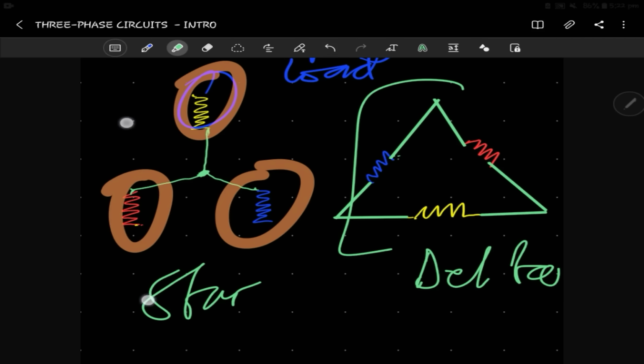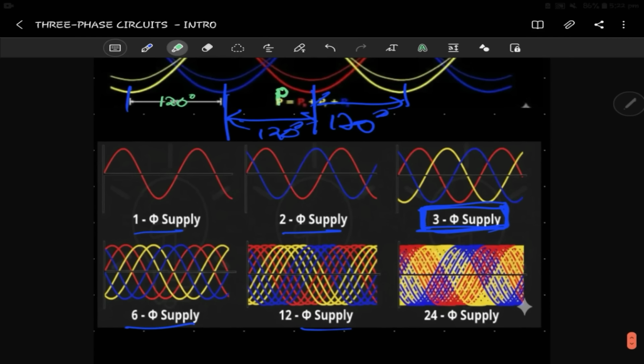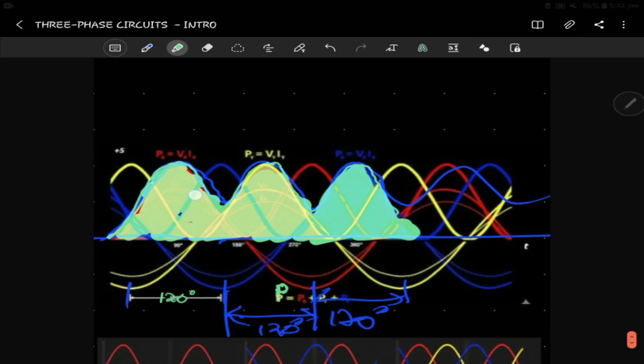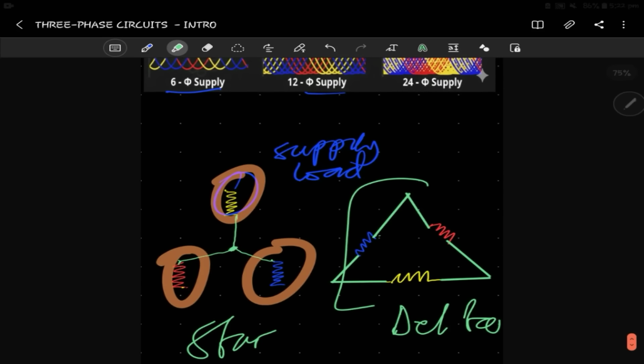All right. So this is the introduction to three-phase circuits: three-phase quantities generation, and then the general ways to represent them, star and delta.